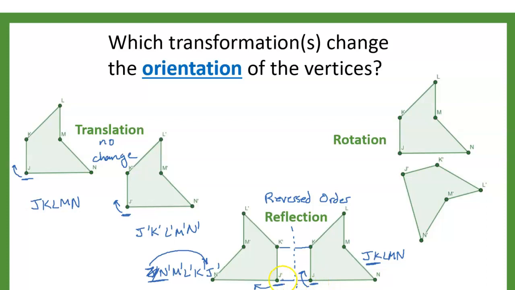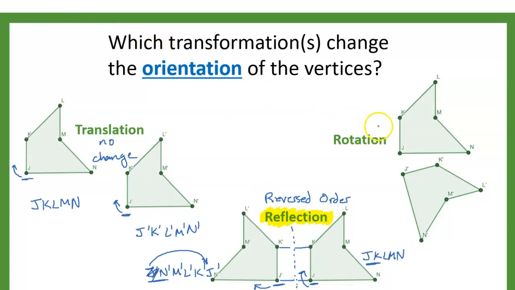Notice the sequence is still the same, right? The ones that they're adjacent to are still the same. K is between L and J, and K is still between L and J in both of these. It's just the order when we go a particular direction that has changed. So we've reversed the clockwise order of the vertices. That's what we mean by the orientation of the vertices. So reflection is a case where the orientation of the vertices changes.